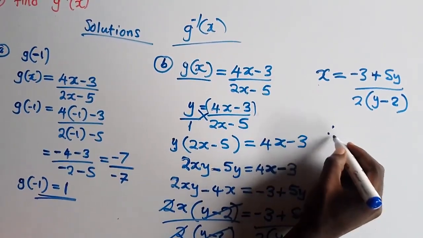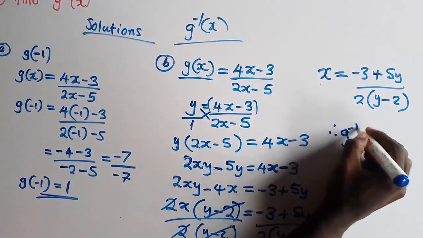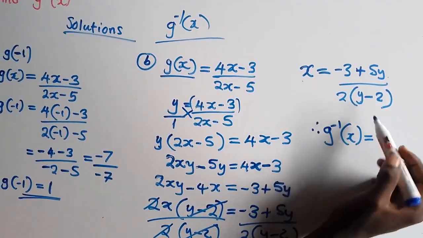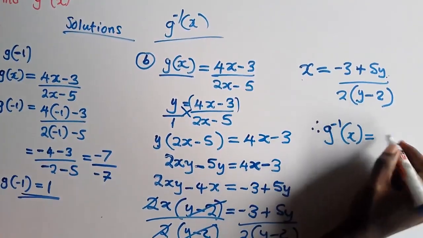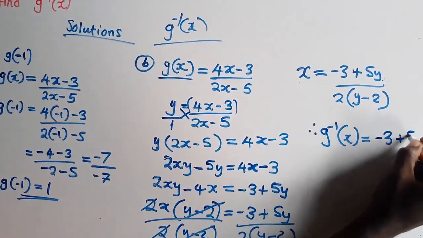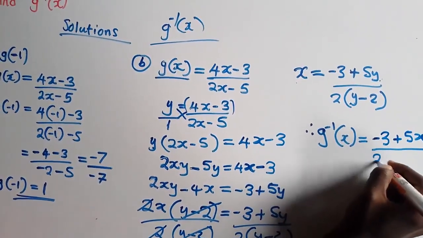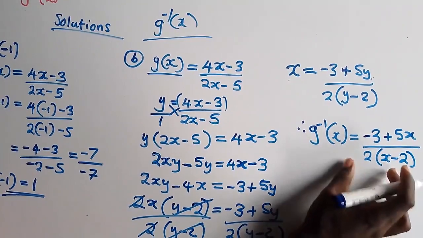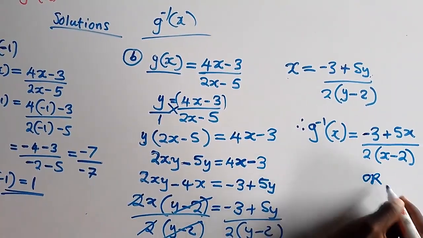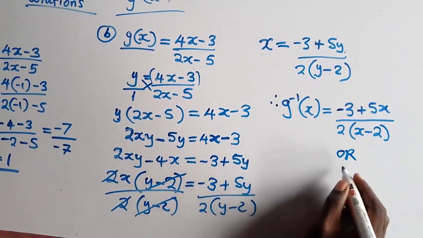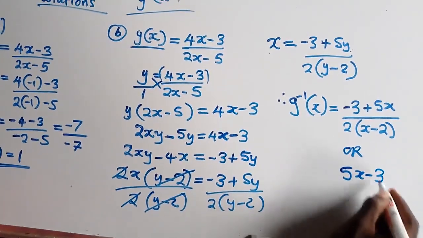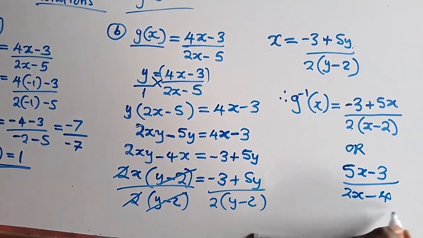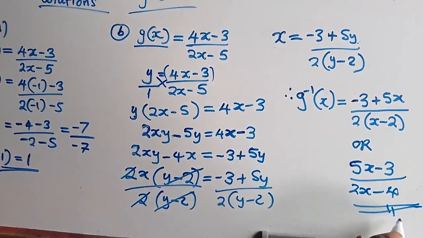So now I'll just conclude by saying this: G inverse of x is equal to, which means that where there is y in this expression, I'll put x. So I'm going to have negative 3 plus 5x over 2, open bracket, x minus 2. This is the answer. If you want, you can expand this part down. Or this can be the same as, you can start with a positive on top: 5x minus 3 over 2x minus 4. This is just one and the same.